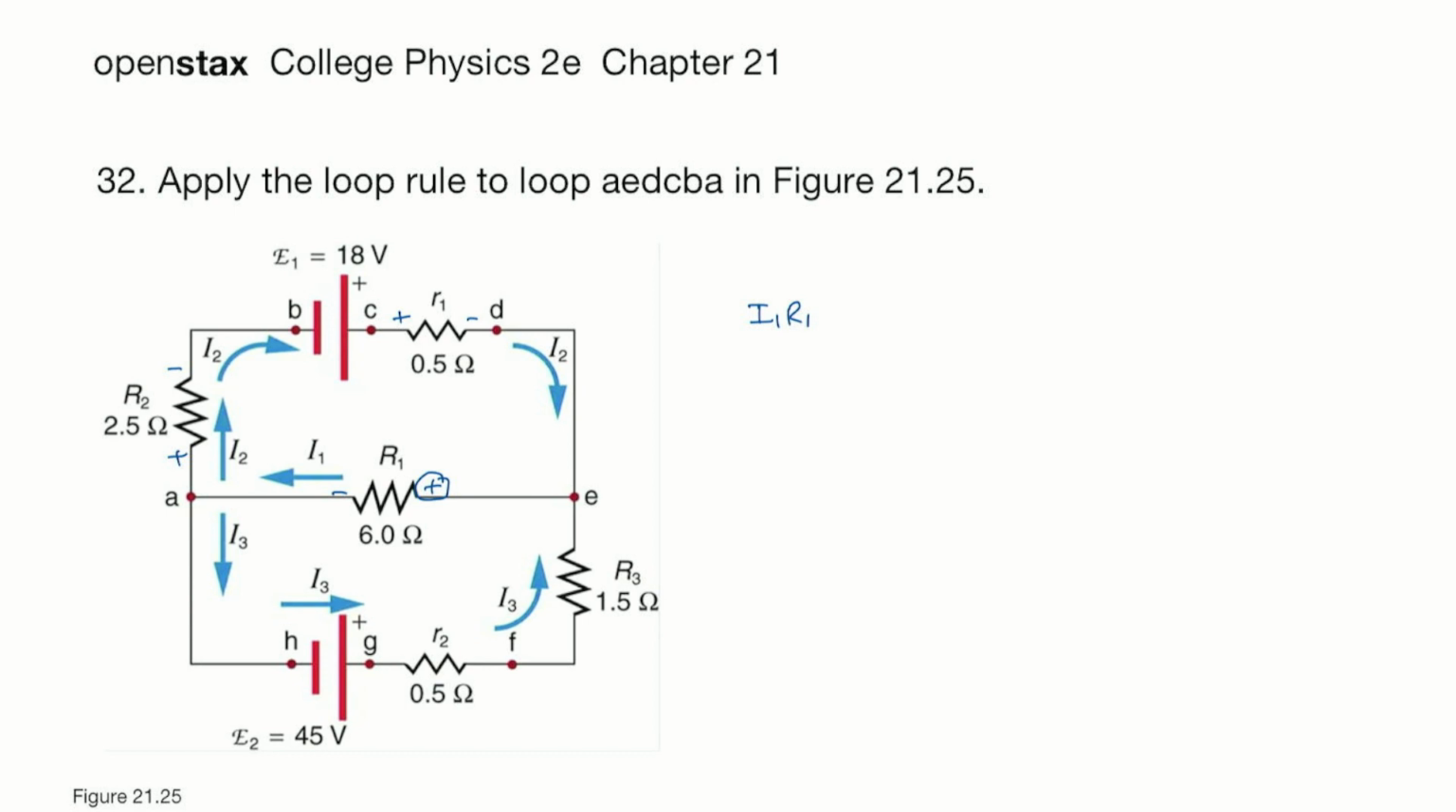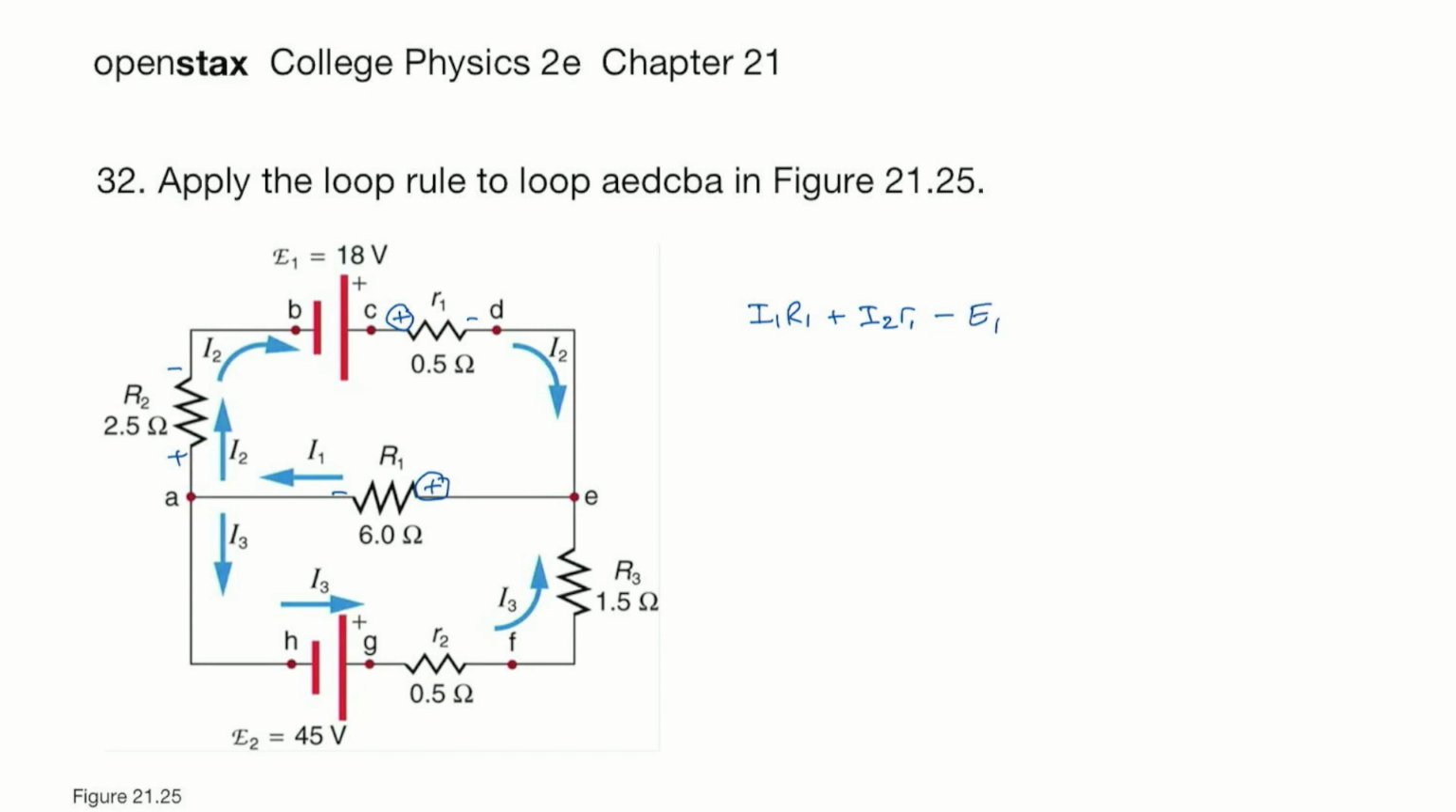We continue towards D, and we see internal resistor little r1. Last sign we see is plus. So we have plus I2 little r1. The last terminal we see on the EMF is the short one. That's the negative. So we subtract EMF1.